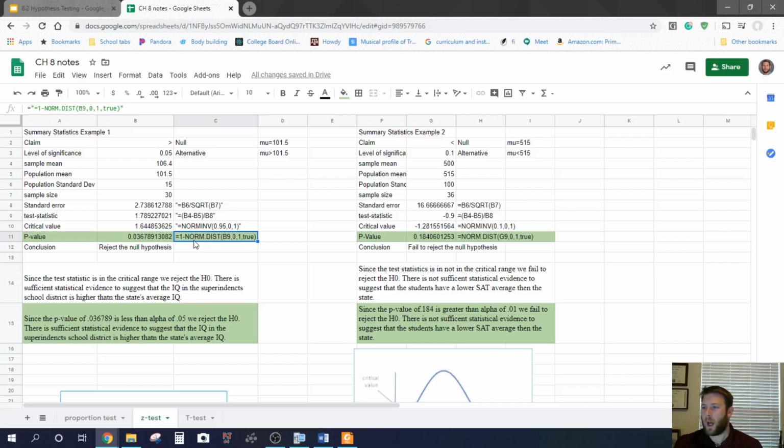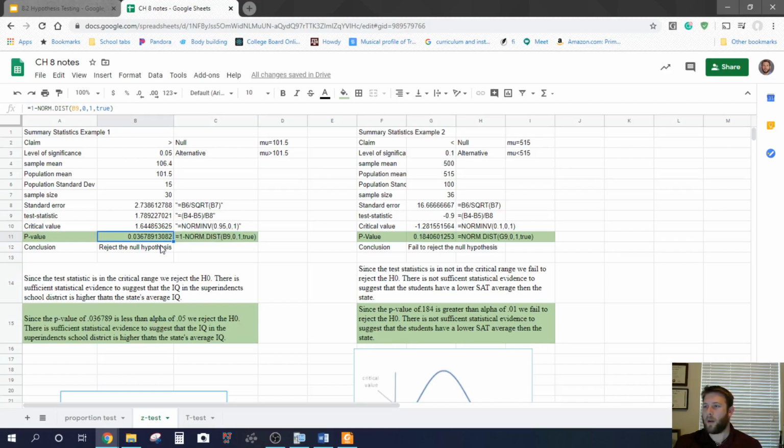Since it's greater than, it'll be 1 minus NORM.DIST of B9, which in this case is our test statistic, 0, 1, TRUE, because 0 is our mean, 1 is our standard deviation, and TRUE just stands for cumulative. Just know to put TRUE there.